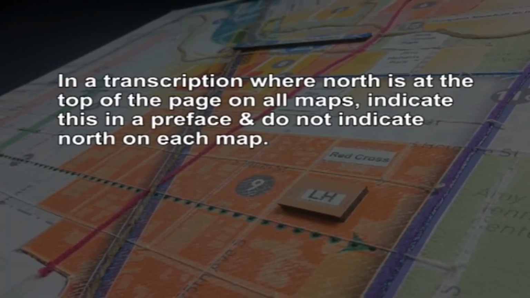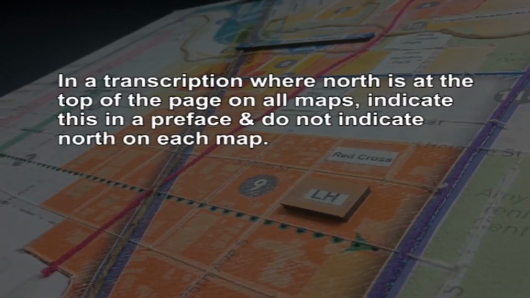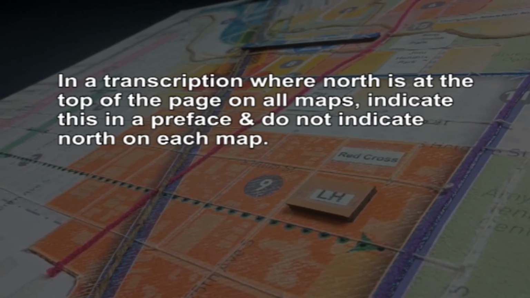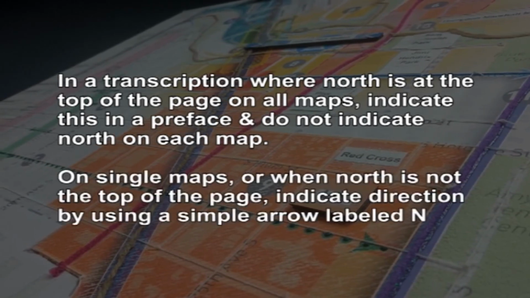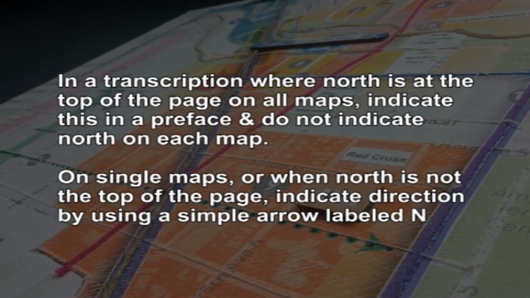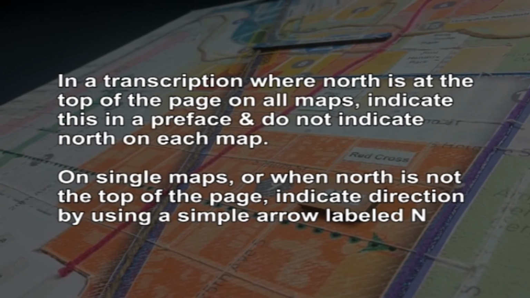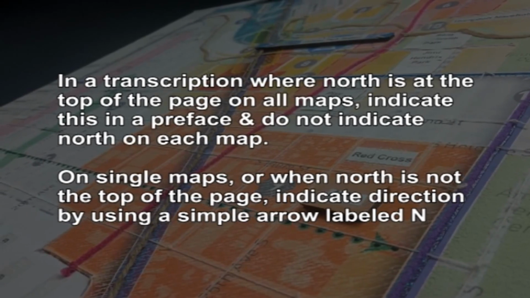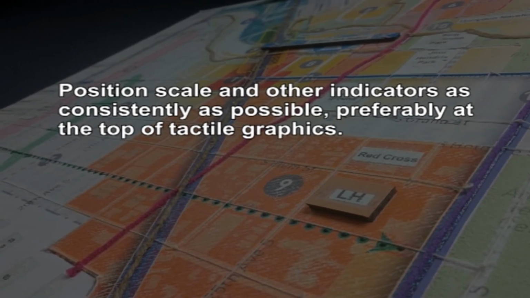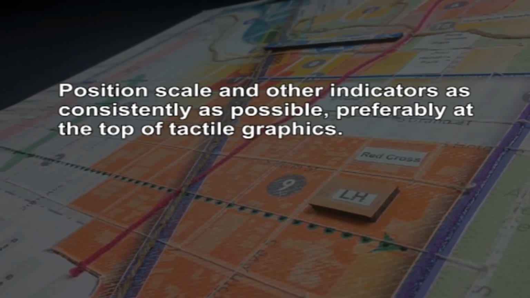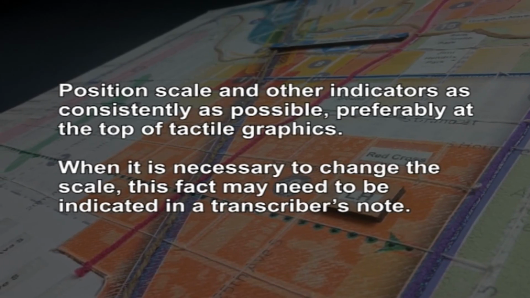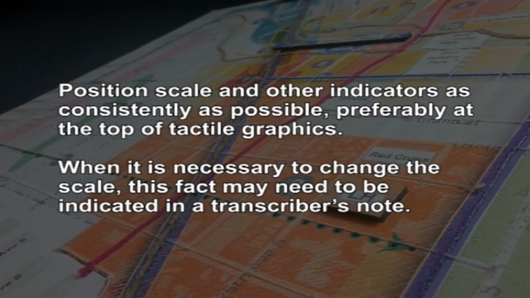If the transcription has north at the top of the page on all maps, indicate this in a preface and do not indicate north on each map. On single maps or when north is not the top of the page, indicate direction by using a simple arrow labeled N. Position scale and other indicators as consistently as possible, preferably at the top of tactile graphics. When it is necessary to change the scale, this fact may need to be indicated in a transcriber's note.